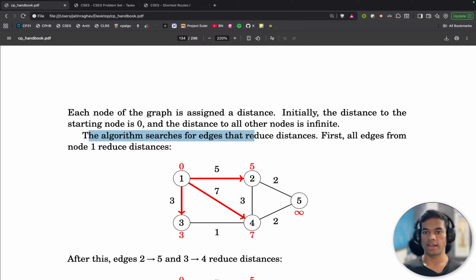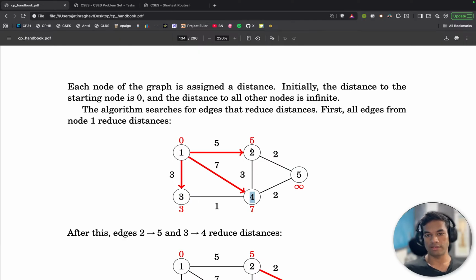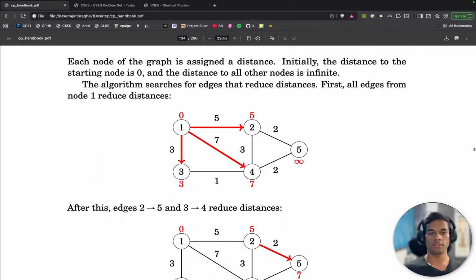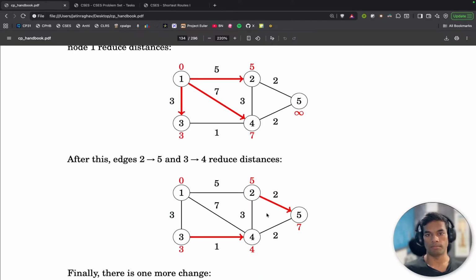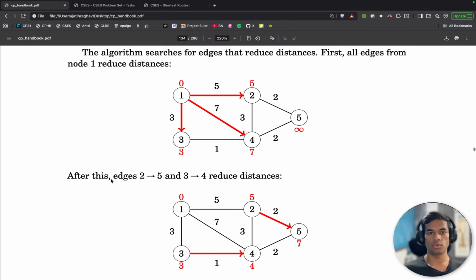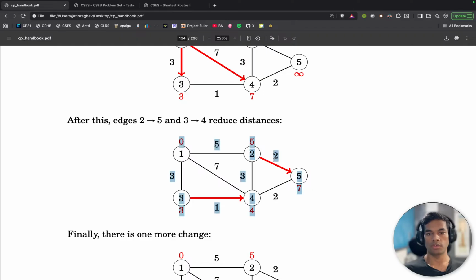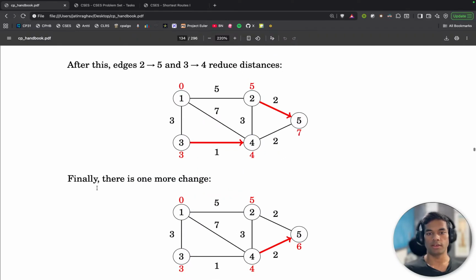The algorithm searches for edges that reduce distances. First, all edges from node 1 reduce distances. Okay, we are searching for the edges which reduce distances. After this, edges 2 to 5 and 3 to 4 reduce distances, and from those edges, from 4 to some place, we will call the algorithm again. Finally, there is no more change because this is the updated edge, and from this we can go to here, here, or here.